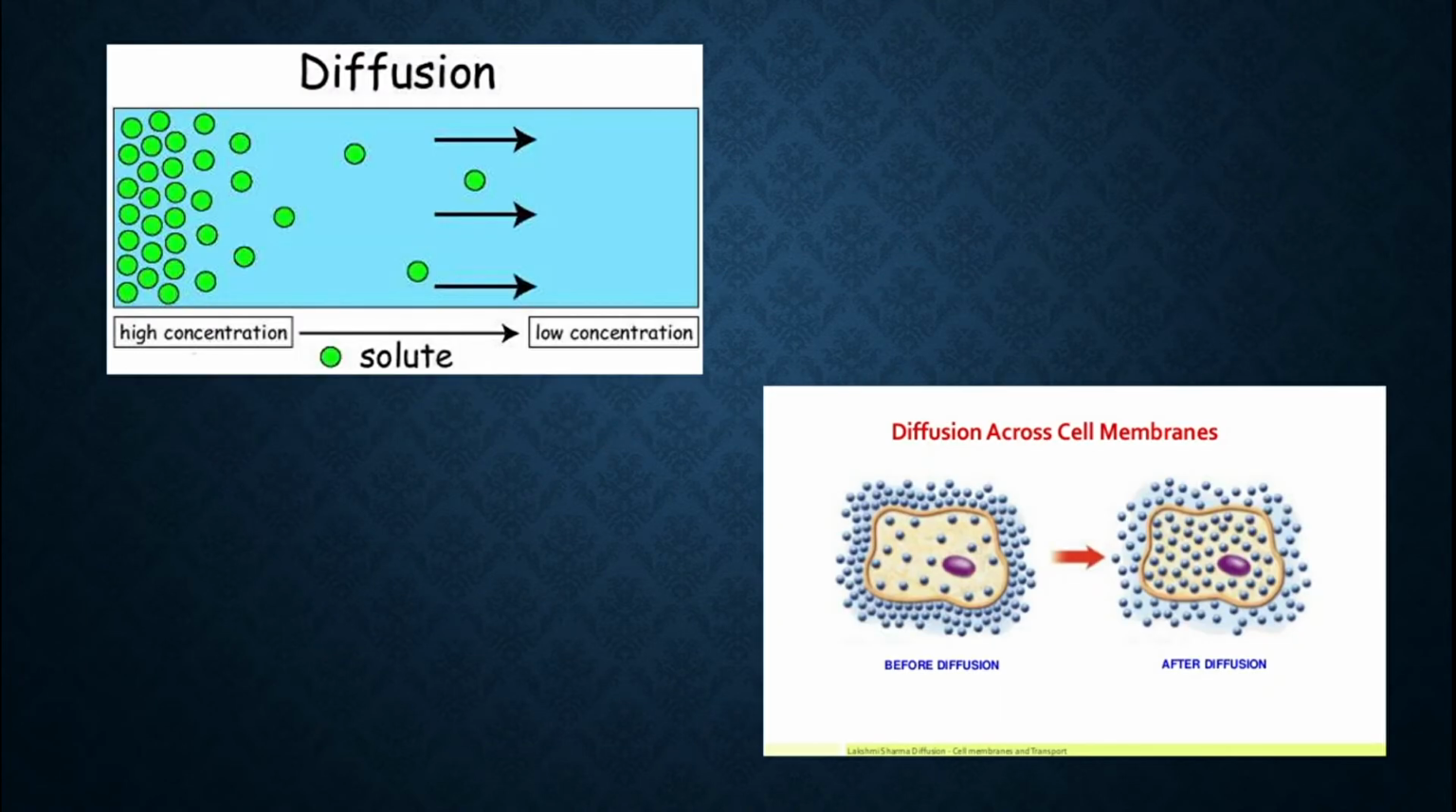Okay, the first picture which you are seeing here is about diffusion. And the second one is also diffusion, but with a little bit of difference. In the first picture, you can see the solute, the green dots or small circles, are the substances, the materials you can say. These are the solute. The concentration is very high on the left side and very, very low on the right side. So it is moving from the area of high concentration to the area of low concentration. This is the process known as diffusion.